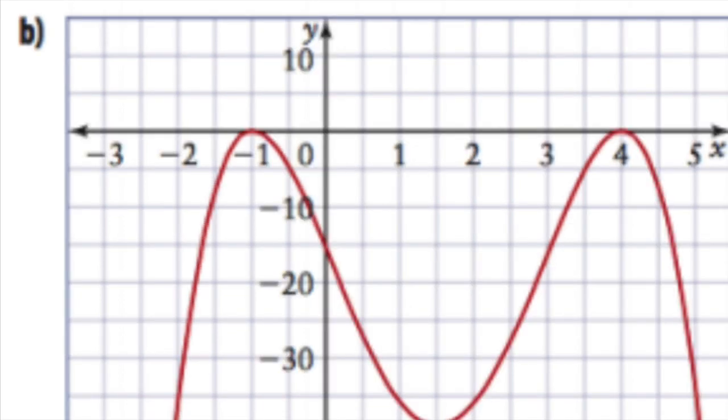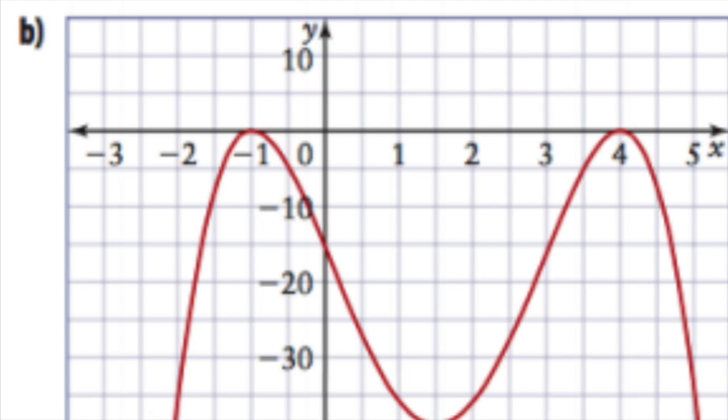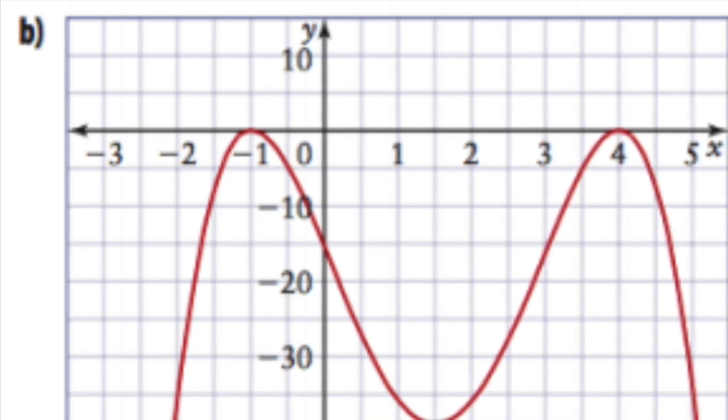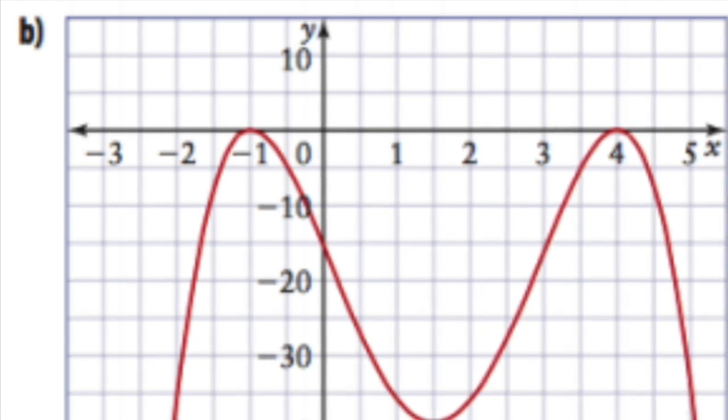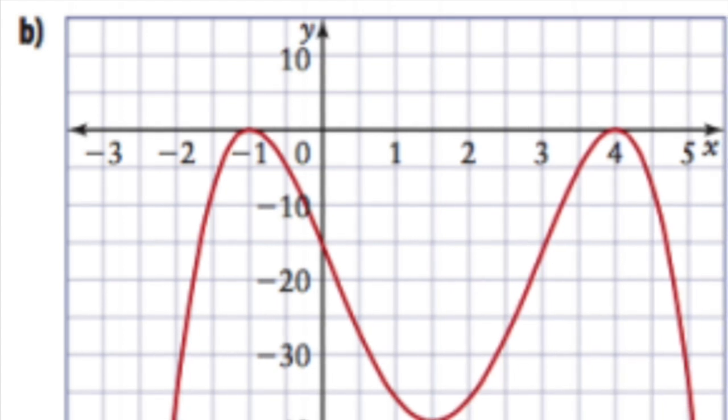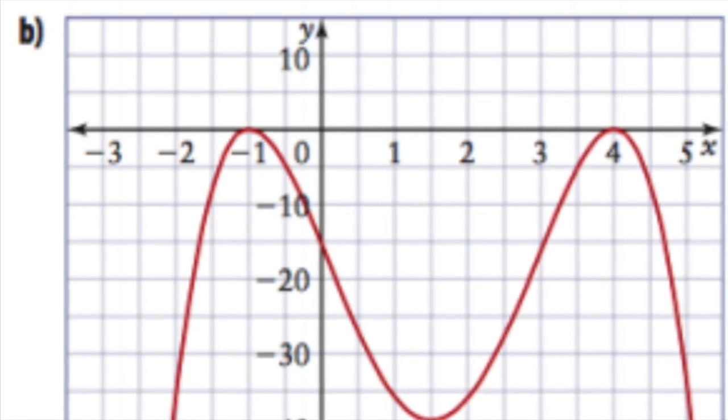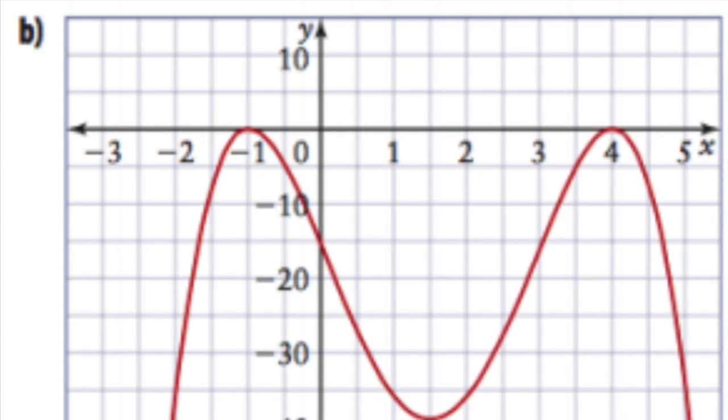Now we are going to identify where the positive and negative intervals are for graph B. So remember, you have to look at the function and identify where the function is above or below the x-axis. In this case, the entire function is below the x-axis, meaning that all of the intervals are negative. We could find all the negative intervals of each turning point for this function.